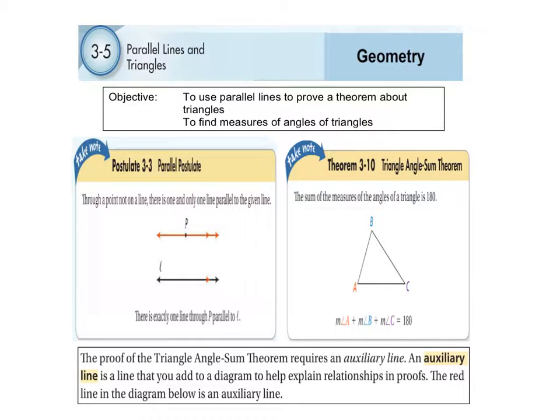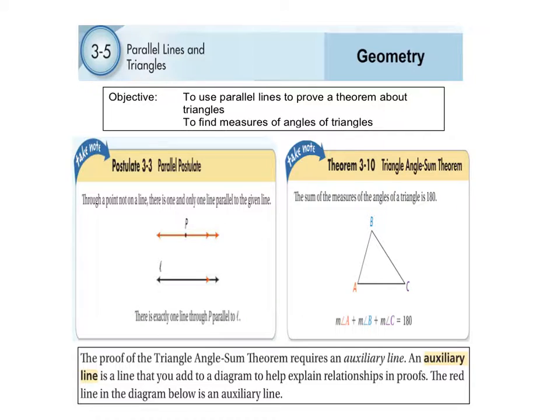This is section 3.5, and this is the first video here in 3.5. In this section, we're going to be using parallel lines to prove theorems about triangles, and we're also going to be able to find measures of angles of triangles. First, we're going to talk about the parallel postulate.